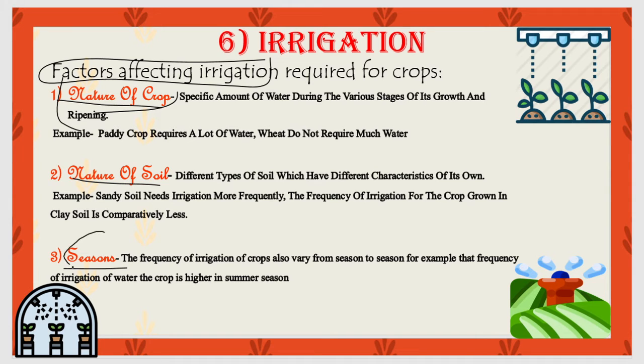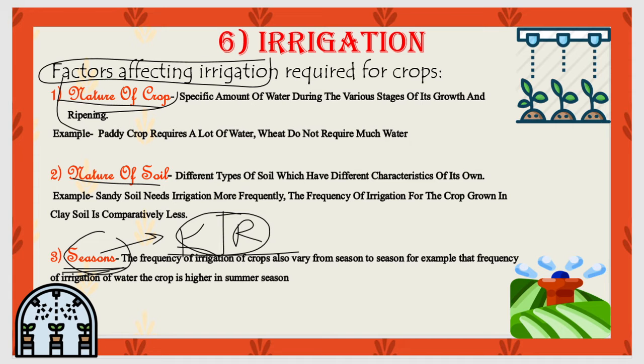Now let us come across the last factor, which is seasons, which we came across earlier, that is Kharif and Rabi. So basically these crops are grown according to the seasons, which are Kharif and Rabi crops. Rabi crop is for winter season and Kharif is for summer season.